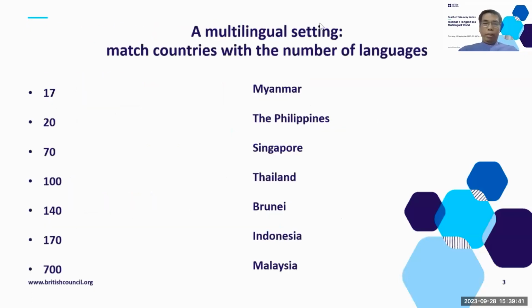So a very quick exercise for you. On the left-hand side, you can see the number of languages. On the right, you can see the countries. So what you have to do is match the correct number of languages with the correct name of the country. So let's say we have about 1 minute. Let's go.